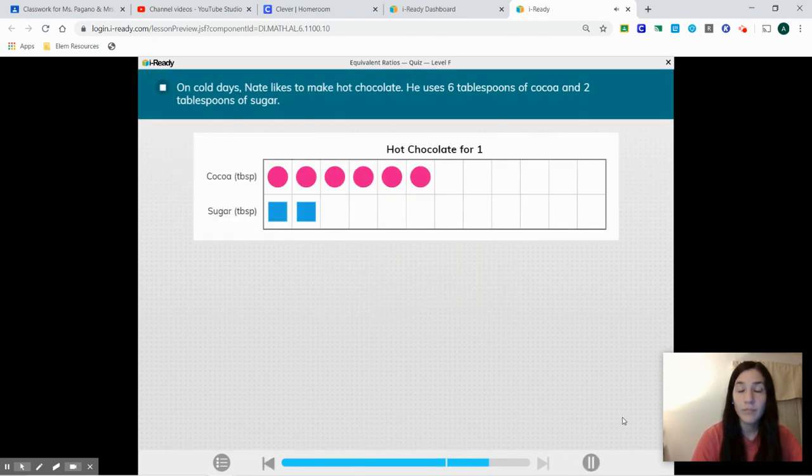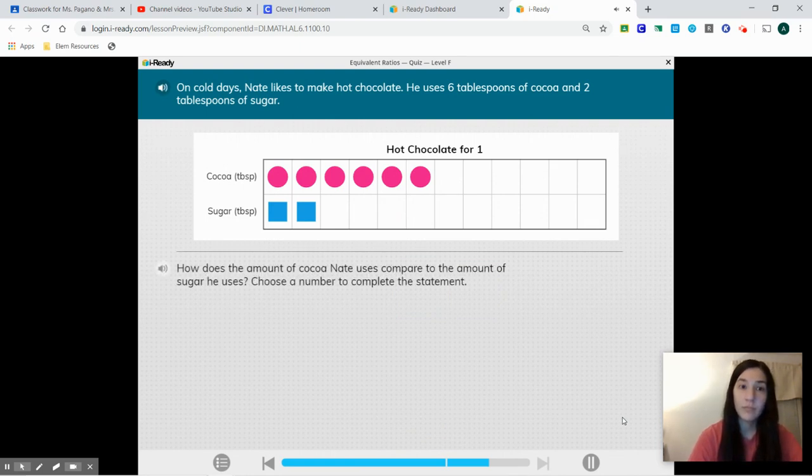On cold days, Nate likes to make hot chocolate. He uses 6 tablespoons of cocoa and 2 tablespoons of sugar. How does the amount of cocoa Nate uses compare to the amount of sugar he uses? Choose a number to complete the statement.